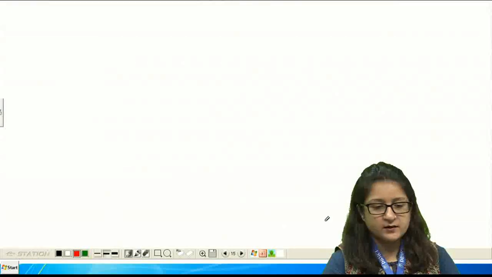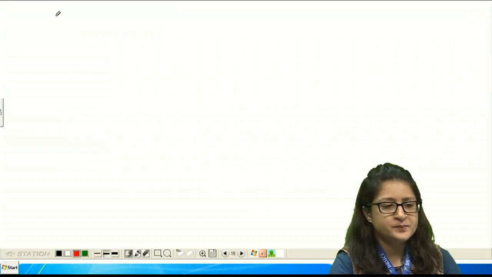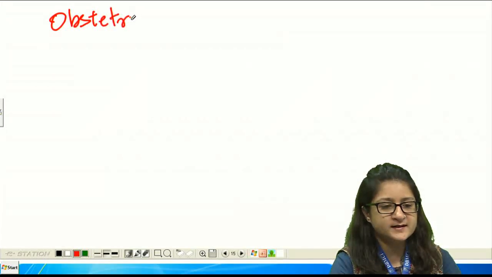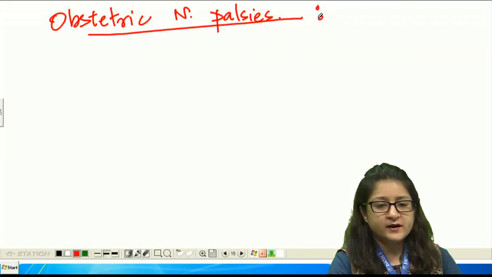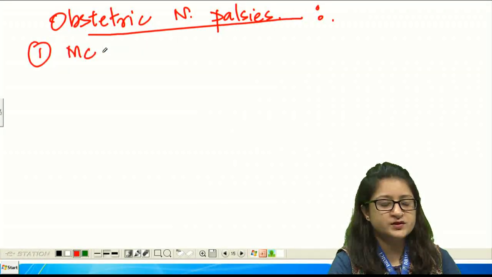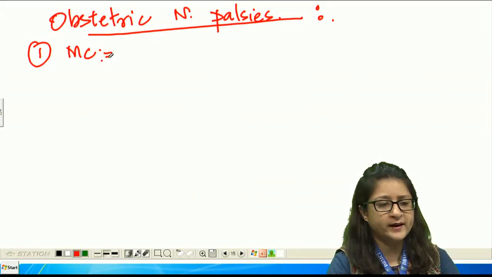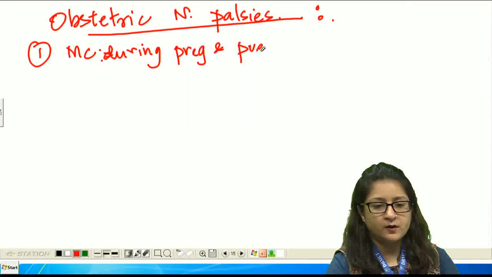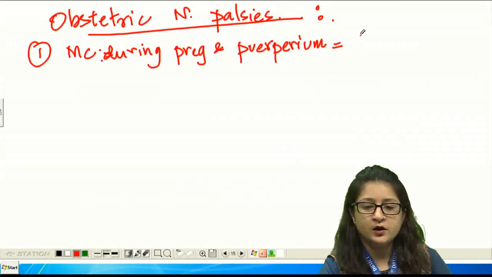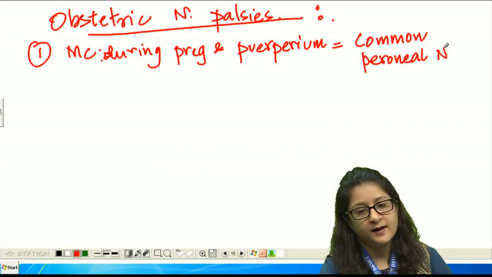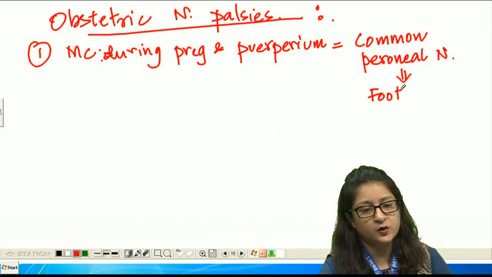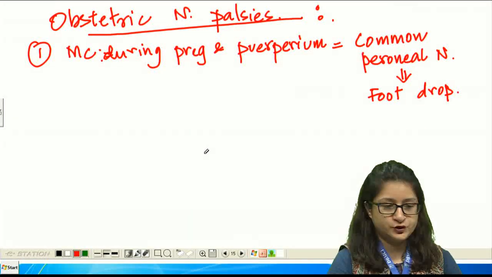So let us just note some important points about the obstetric nerve palsies and which are the obstetric nerve palsies that we should remember. Important one is, if I ask you which is the most common during pregnancy and puerperium, the most common is the common peroneal nerve. And this causes foot drop, like the question that was asked.